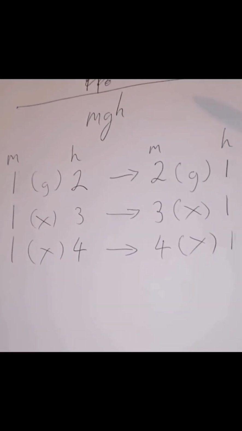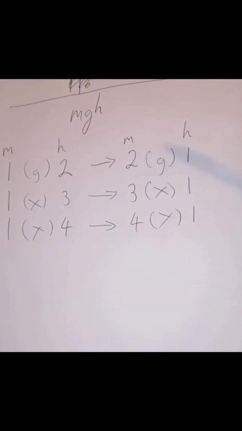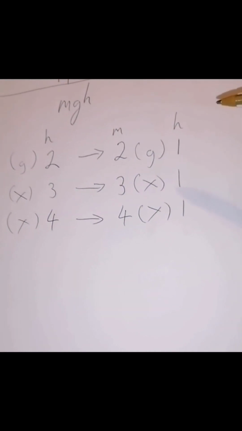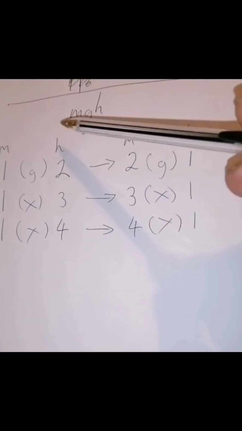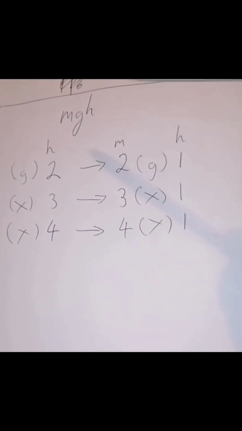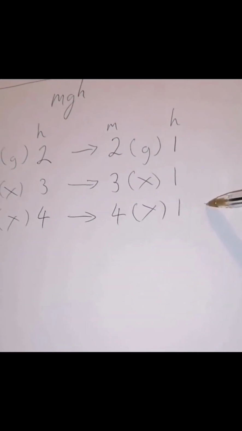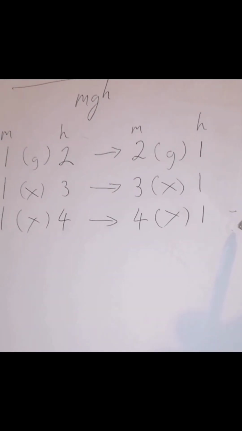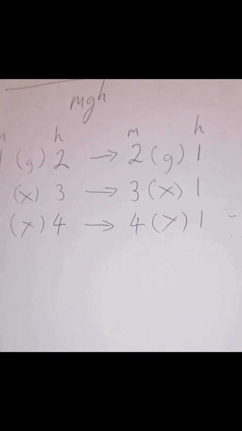In terms of MGH, it's pretty straightforward. They're just the inverse of each other. So if we were dropping a 1 mass from 2 heights and a 2 mass from 1 height, obviously with gravity on both sides, we don't have to bother with that. We can just use the mass and the height, and they would suggest that in all these cases they are equal.